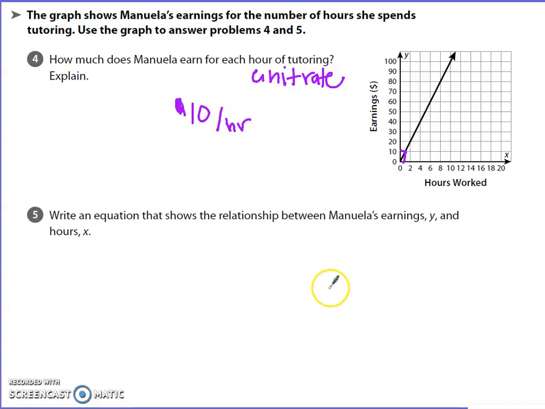Write an equation that shows the relationship between Manuela's earnings and the hours, X. So she earns $10 per hour. She earns $20 in 2 hours and $40 in 4 hours. And you're multiplying the number of hours, which is X, by 10 to find out how much she's making total. That's your equation. Next page.